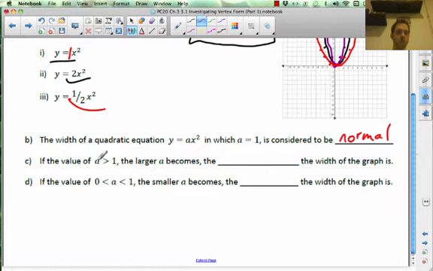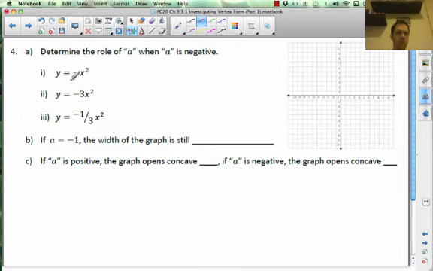If the value of a is larger than 1, as with this, the larger a becomes, the narrower the width of the graph is, because it spikes the y value up way faster. If the value of a is between 0 and 1, so a fraction or a decimal, then the smaller a becomes, the wider the graph is. Meaning if we went down to 1/3, 1/4, 1/10, 1/100th, your graph is going to get really wide. Alright, you can try those out on Desmos if you have it handy.